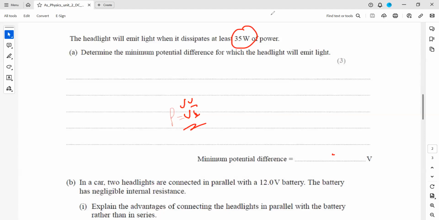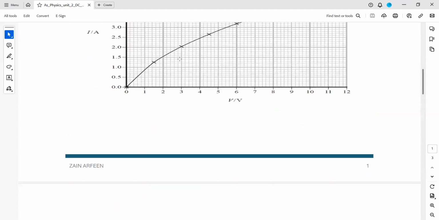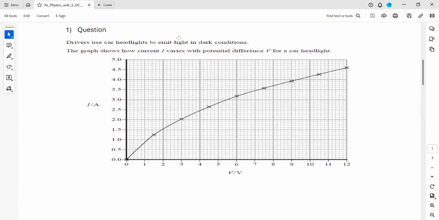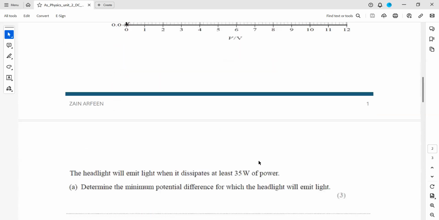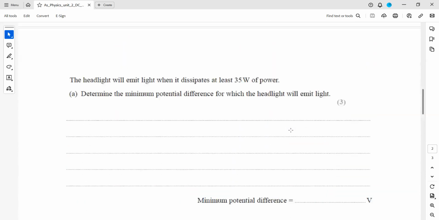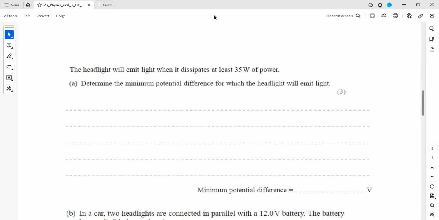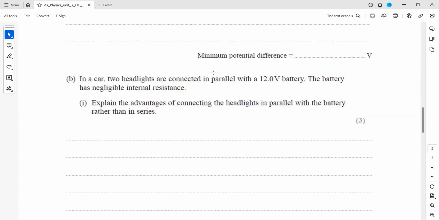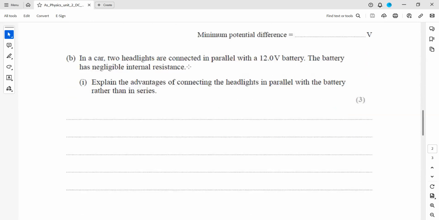another thing, you can work it out from your graph as well. Take any current and use the power to be 35, because you want the power to be 35. P equals VI, so you just divide power by current, and you will get the voltage, and then that voltage will be the answer. So the correct answer is 9 volts. When the potential is 9 volts, then it will give a power of 35.